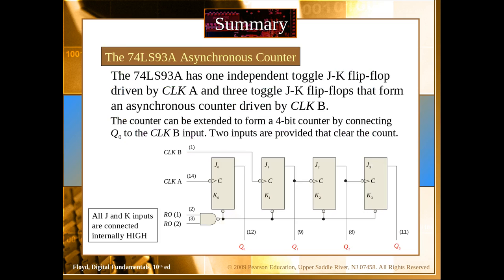Here is an example of an IC which is called 74LS93A, which implements an asynchronous counter. It has two clocks, clock A, which is connected to a flip-flop, and another independent clock B, which is connected to the second flip-flop. With clock B, it implements a 3-bit counter, but we can actually connect the Q0 output to clock B to make it into a 4-bit counter. And then we have two more extra inputs, R01 and R02, for reset purposes.